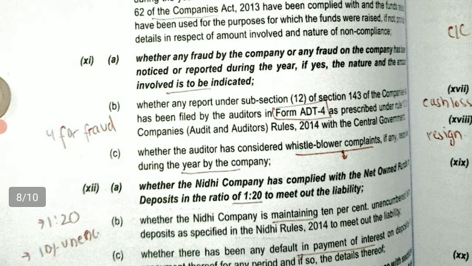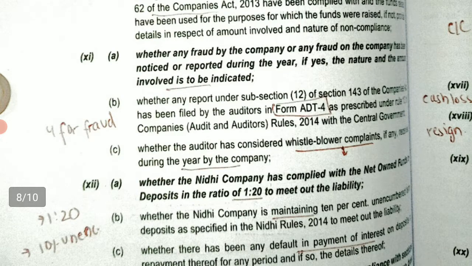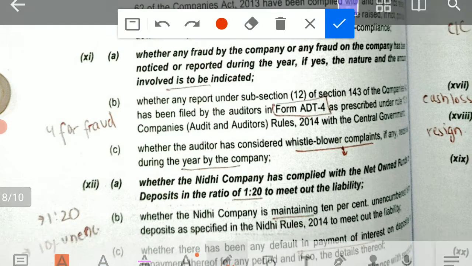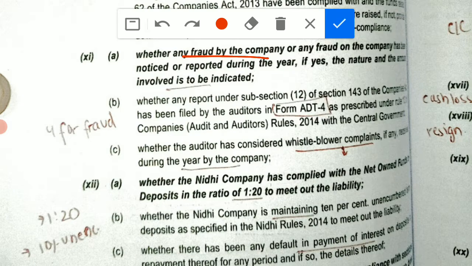So for fraud, whether any fraud by the company or any fraud on the company has been noticed or reported during the year, if yes, the nature and the amount involved is to be indicated. That means if PQR Limited has done any fraud, or anyone else has done fraud on PQR Limited. Okay, so any fraud by the company or any fraud on the company has been noticed or reported.